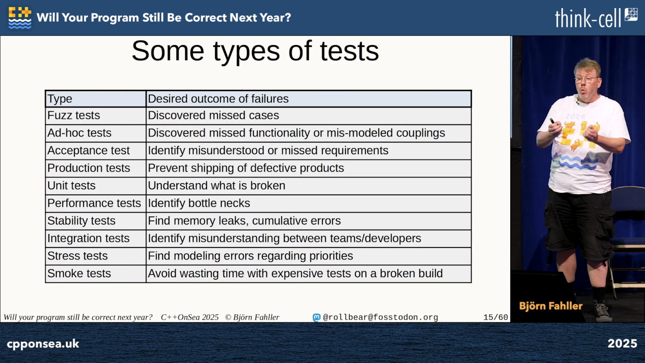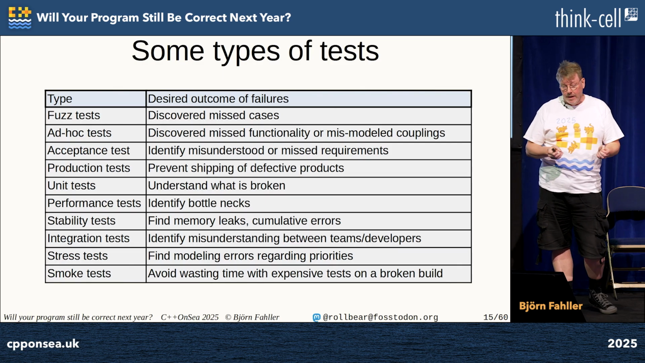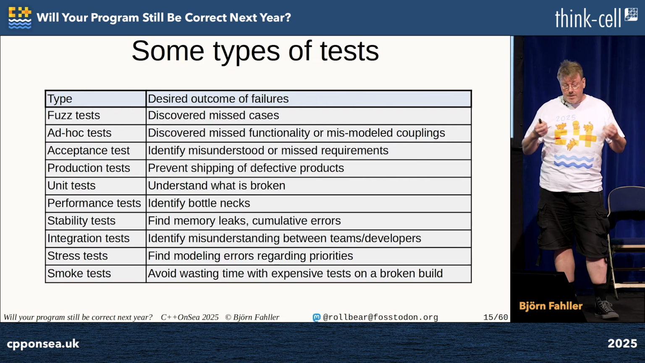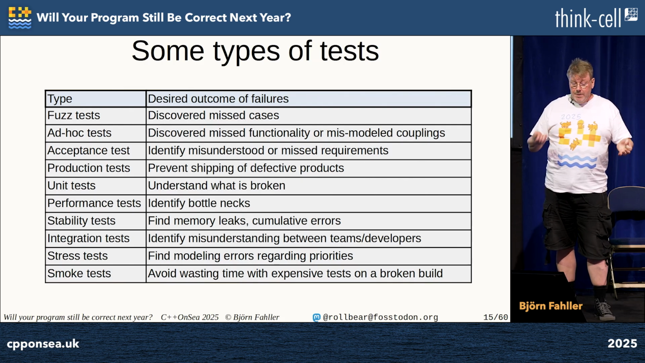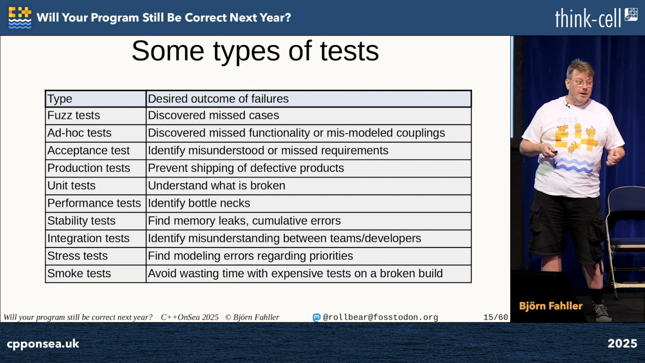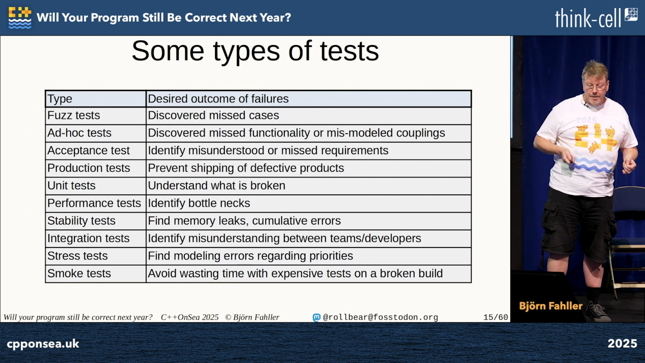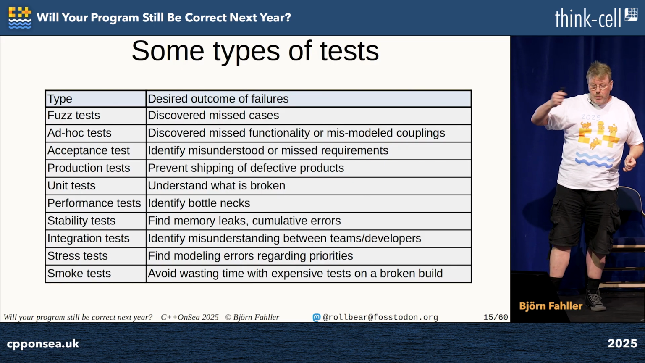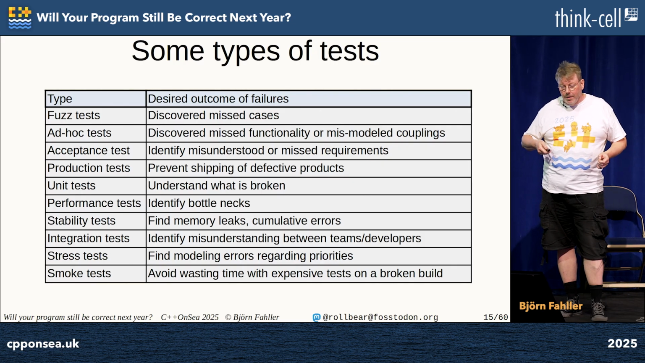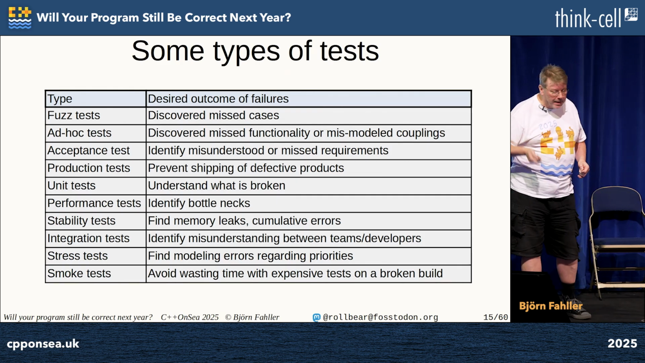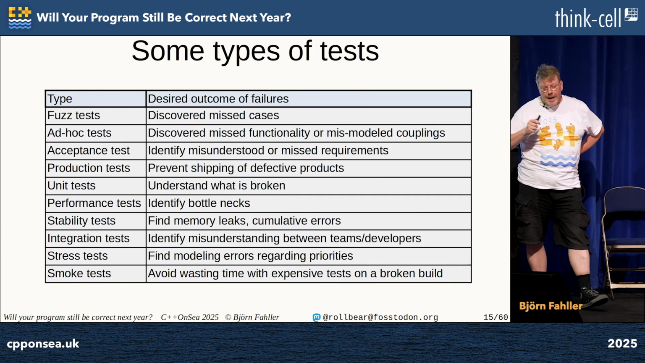Unit tests, understand what is broken. Performance tests, identify performance bottlenecks. That's kind of obvious. Stability tests, find things like memory leaks or cumulative errors. I had a really fun cumulative error, a rounding error with std::chrono types that led to a malfunction after 13.5 hours of continuous streaming of video. That was fun to debug.